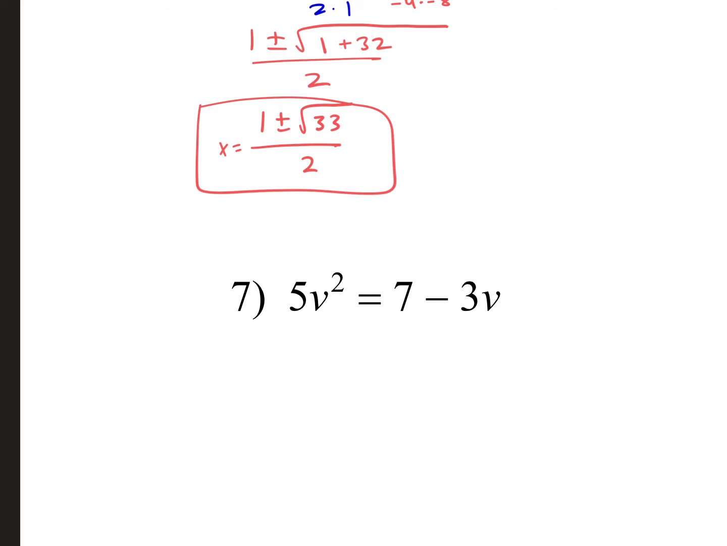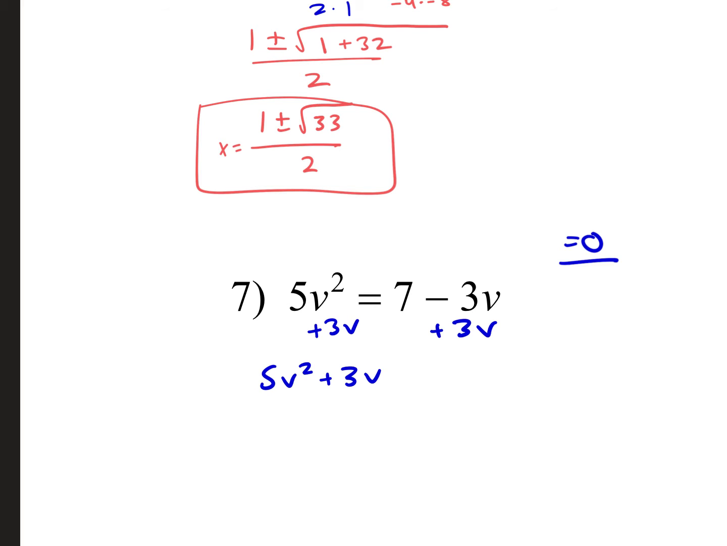Bradley, what should I do? Find A, B, and C. Before I do that, I need it to be equal to 0. Is it equal to 0? No. So what should I do first? So add 3. I can add 3v. So I have 5v squared plus 3v.